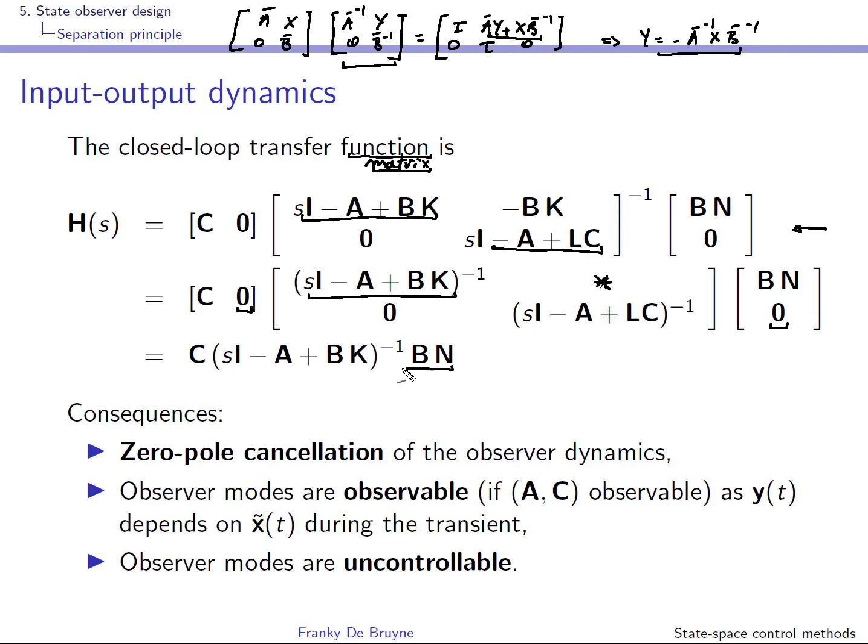So this is the relation between the reference and the output, and you can see that it's the same transfer matrix that we have obtained previously in the case where we did have a state feedback based on the actual state. So you see here that in the closed loop transfer matrix there is a zero pole cancellation of the observer dynamics. The observer dynamics disappear from the closed loop transfer matrix.